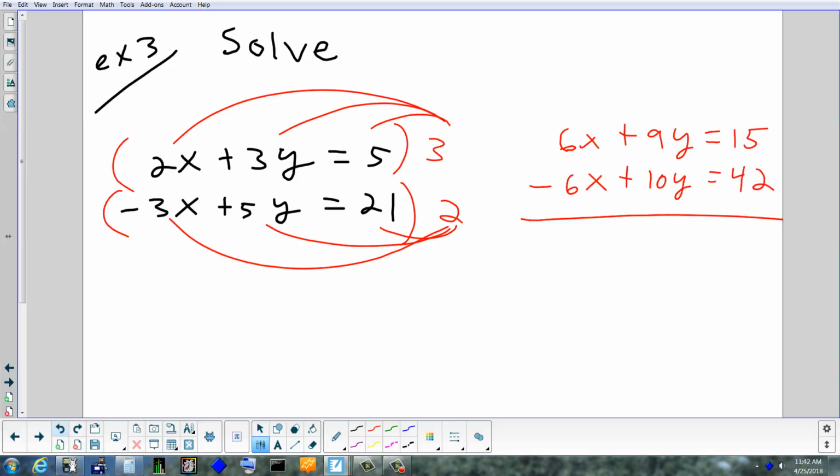Okay, so now if we look, we did it perfect. Positive 6, negative 6. You're going to add everything up vertically. That's 0. You don't even need to write it. Okay, that's 0x. So, you know what? I'm not even going to write it. 9y plus 10y is 19y. And 15 and 42 gives me 57. Divide by 19. And there's your answer for y. What's 57 divided by 19?